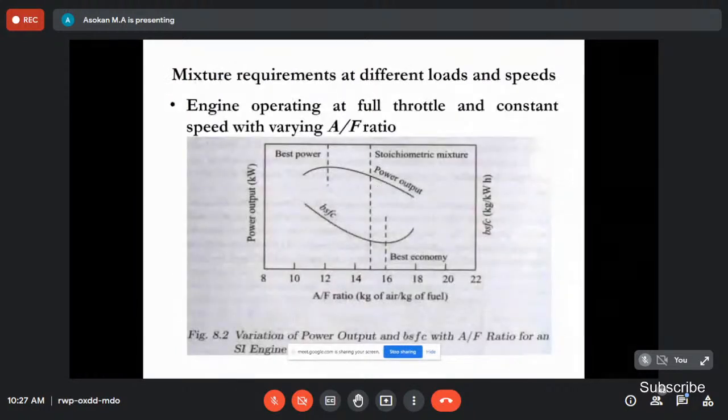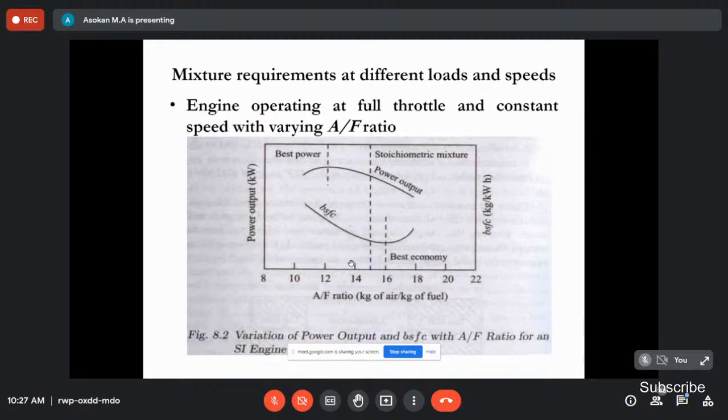See, this is the power output and the brake-specific fuel consumption versus the air-fuel ratio. So what is the stoichiometric air-fuel ratio? It is 15:1. See, in this condition the brake-specific fuel consumption gives the best economy around 16:1. But what is the power output? It is not giving the maximum power.